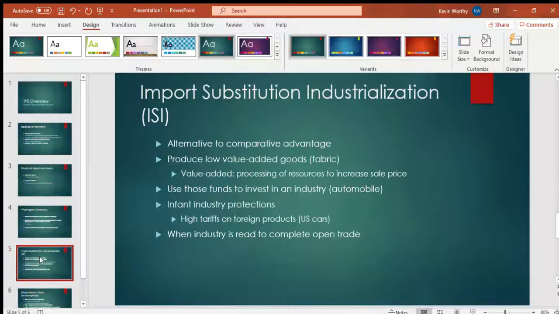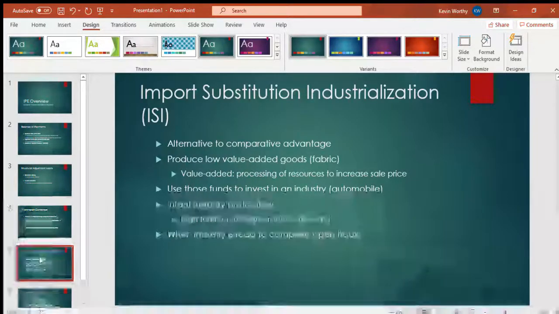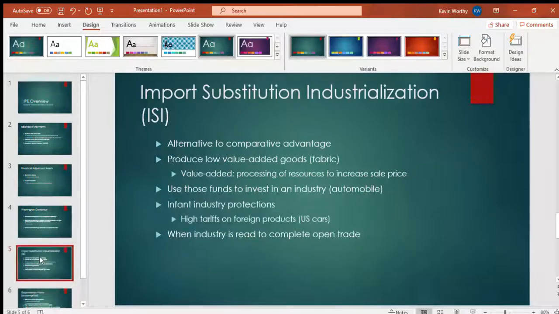So the way that import substitution industrialization works is that you say, okay, I'm not going to do comparative advantage. It doesn't seem to be working for me. What I am going to do is I'm going to make these low value added goods. And value added just means I take something like cotton and I make it into fabric, right? So it's a low value added good. I'm processing the cotton into fabric. It has a little bit more value, not a ton of value. It's not like making a computer that's a high value added good, right? But I'm making this fabric and then I'm going to export that, right?